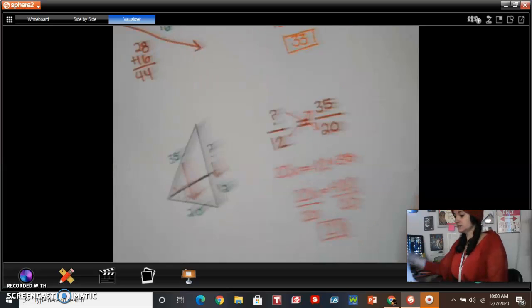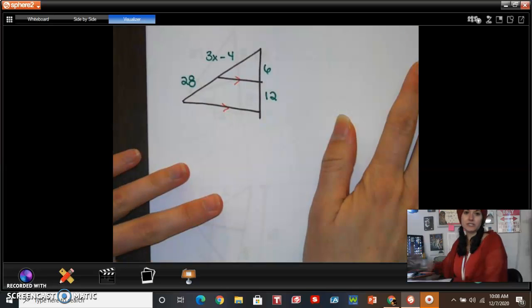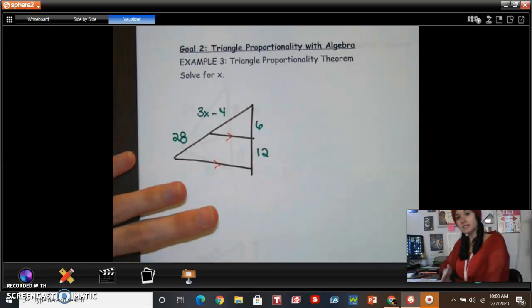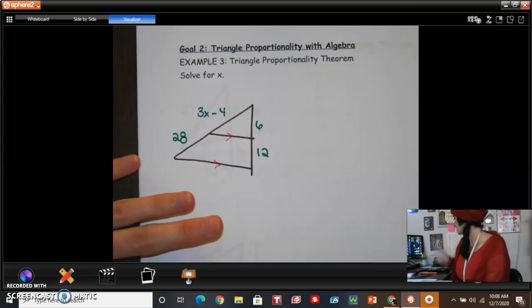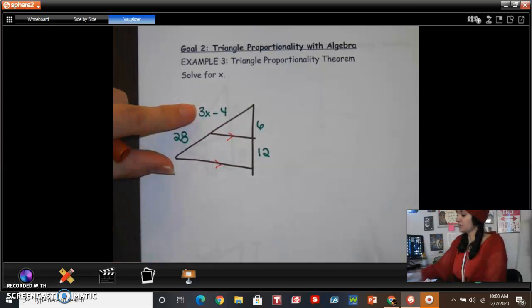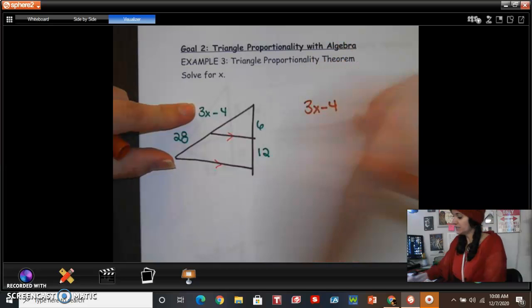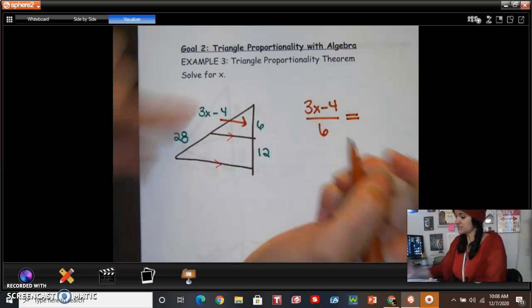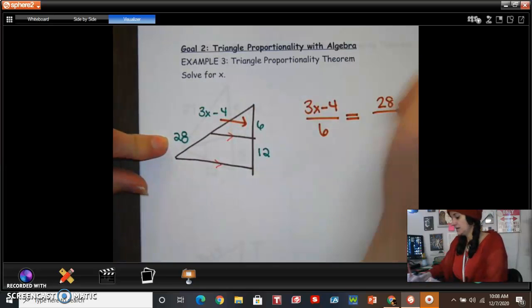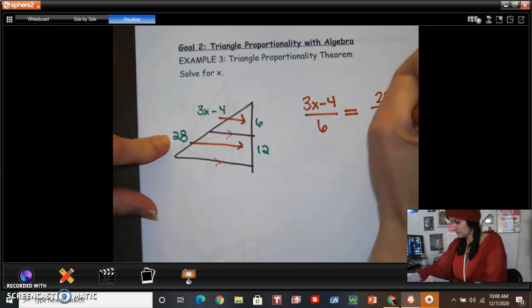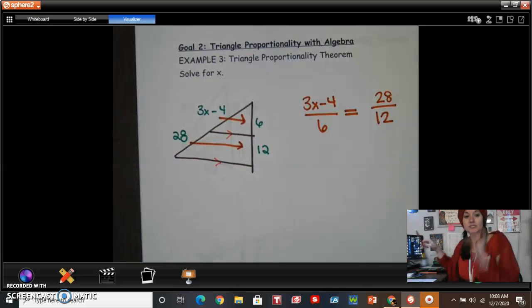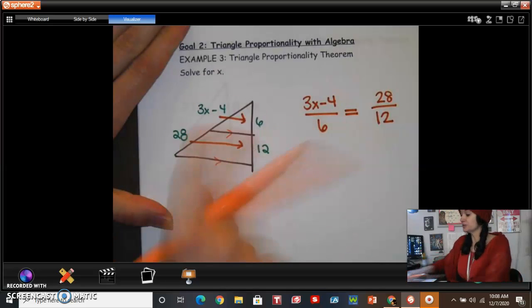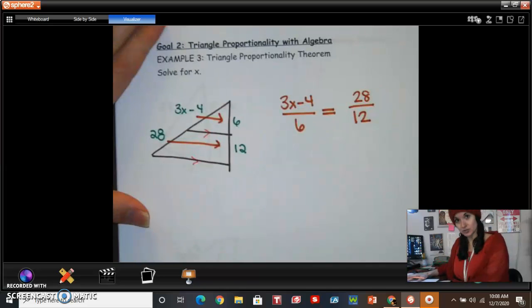All right. Moving on. Now, let's talk about triangle proportionality with algebra. The same concept applies here. It's just all about what matches up. For instance, if I'm talking about my 3x minus 4, it lines up with 6, is equal to, and on the same side as it is 28, and it matches up with 12. Again, we're going to use our cross product, so our cross multiplication. There's just going to be more algebra involved. This is the geometry part. Now we're going to do the algebra part.